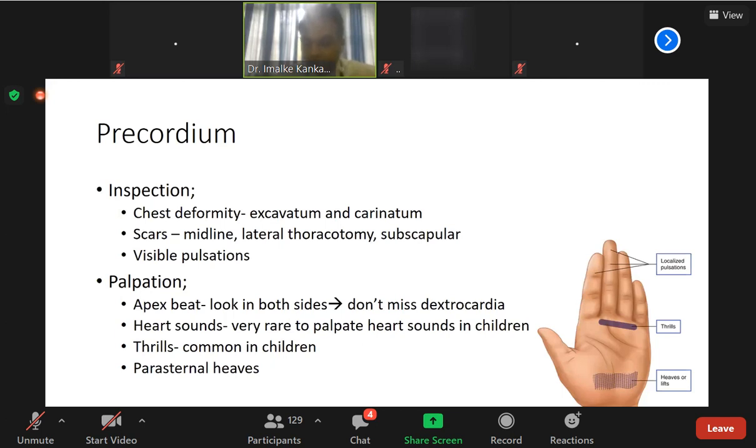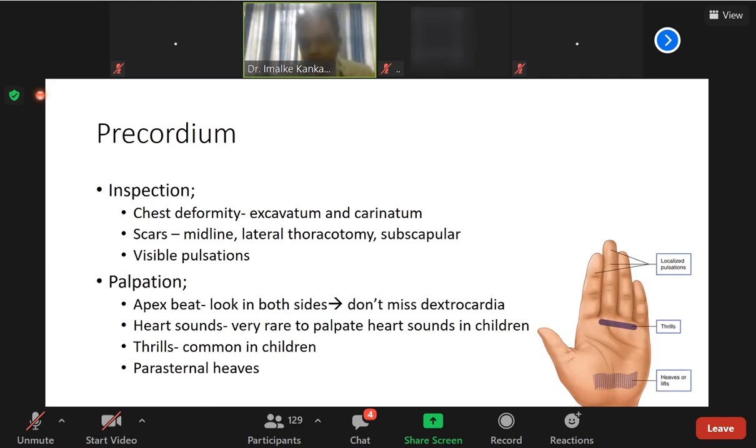And palpation, mainly 4 components. Apex beat is one. You have to look on both sides. So your CVS exam, I would say, start with not missing the femoral pulse. If you find a case of absent femoral pulse, then even without keeping the stethoscope, you know that's a case of coarctation of aorta. If you find the apex beat on the right side, then without putting the stethoscope, you know this is a case of dextrocardia, right?